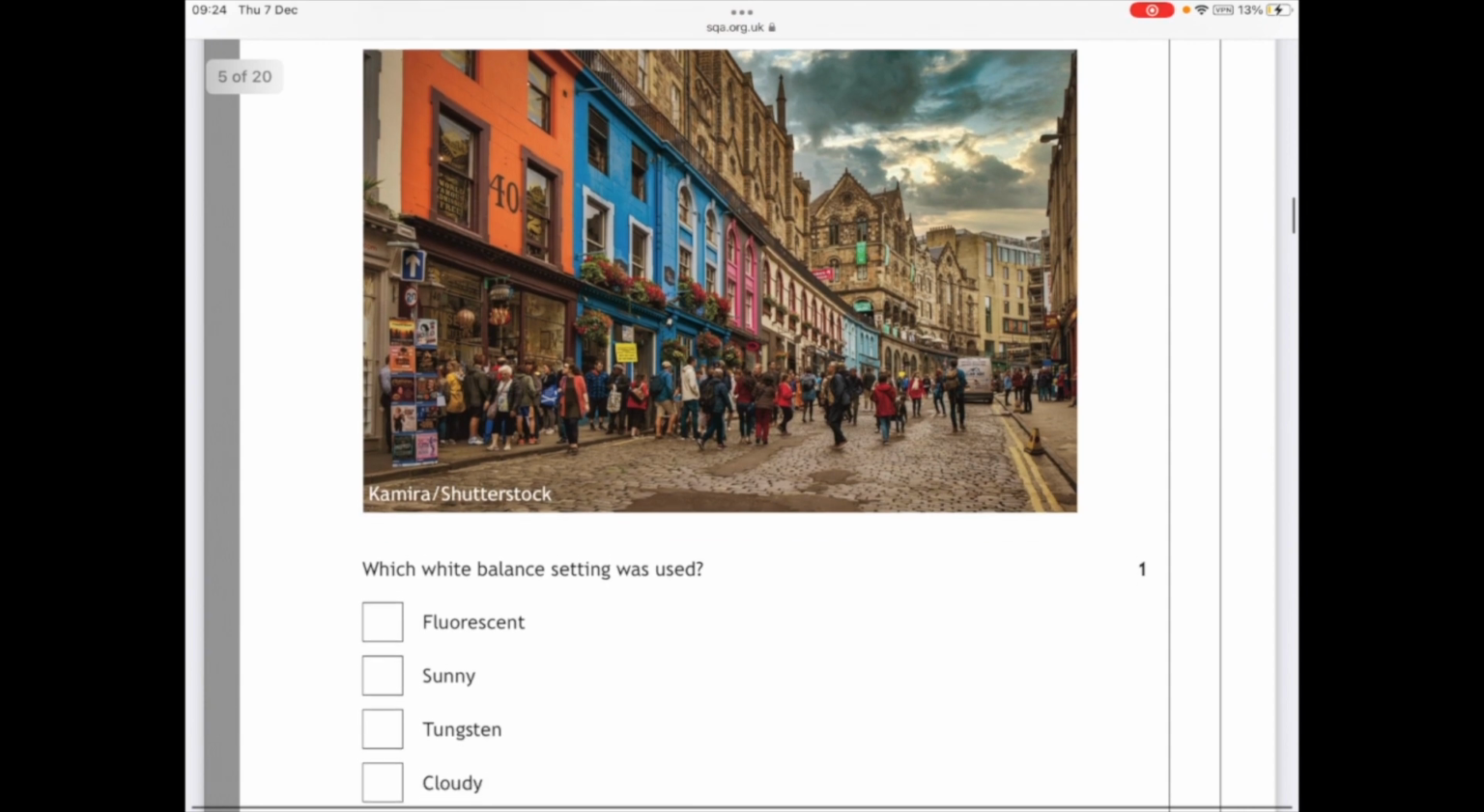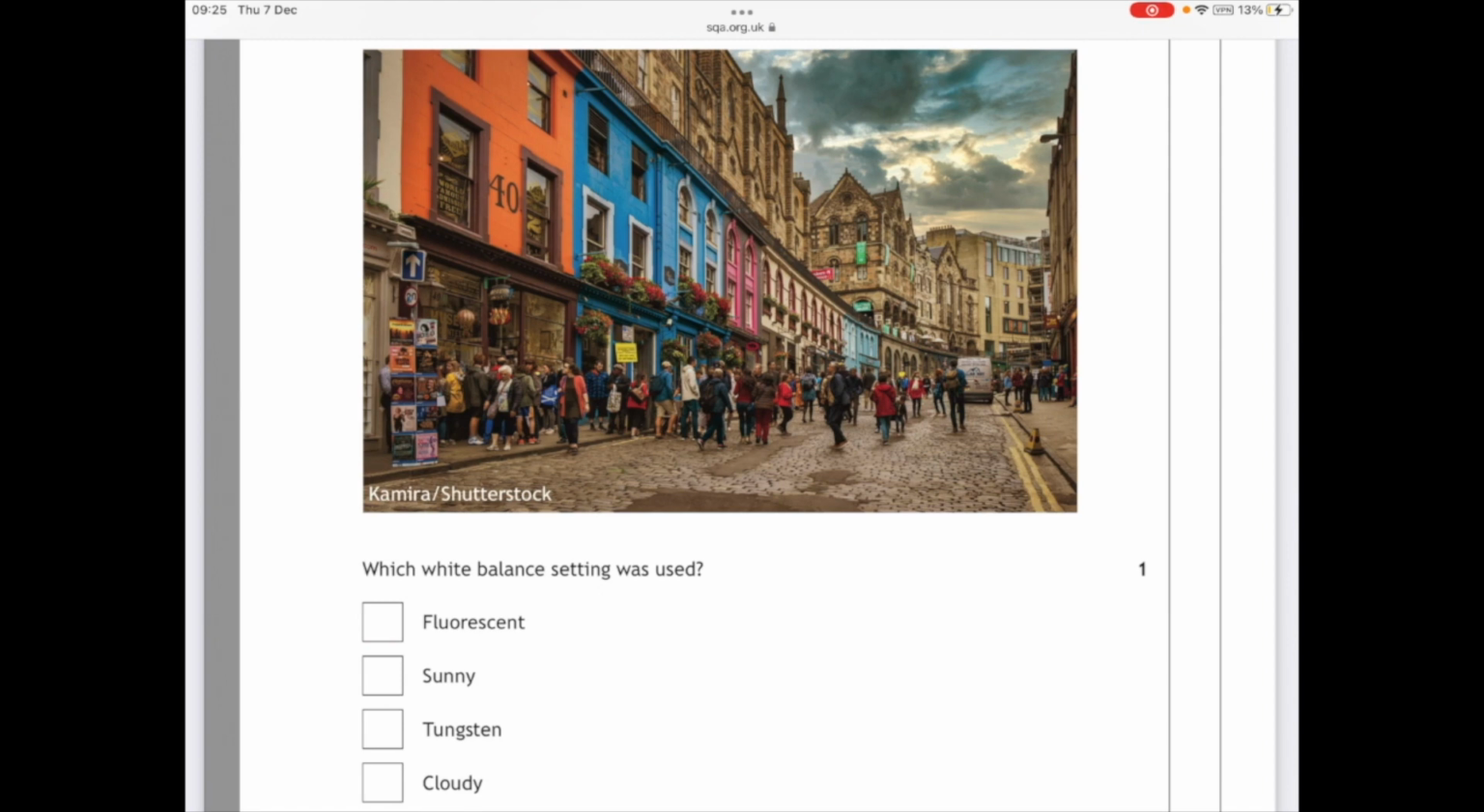Now, when you get a white balance question, just think about the situation. Think about the light within the image. Okay, that sounded very vague. So if a photograph is taken outside, normally we're going to be talking about sunny or cloudy. Could potentially be flash, if the photographer uses lots of flash lights, or fluorescent if they've done the same, but nine times out of ten we're going to be talking about cloudy or sunny if it's outdoors. So just be careful with that one.